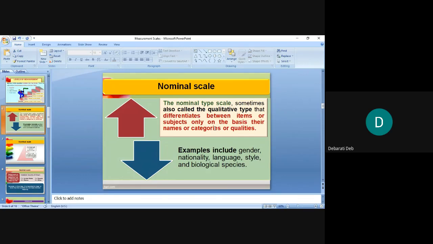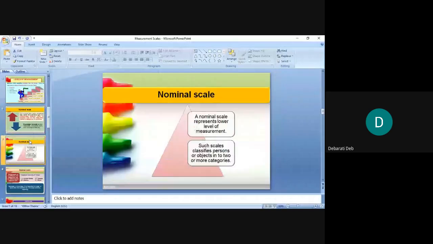So suppose you want to collect data and you just mention gender, male or female, nationality, India or foreign, like that. You're just naming the attributes. You're just naming the qualities, whether the respondent is a male or a female, what language he or she uses, to which nationality he or she belongs, what style he follows, and other biological species. You want to just collect data with respect to that. Then nominal scale can be used.